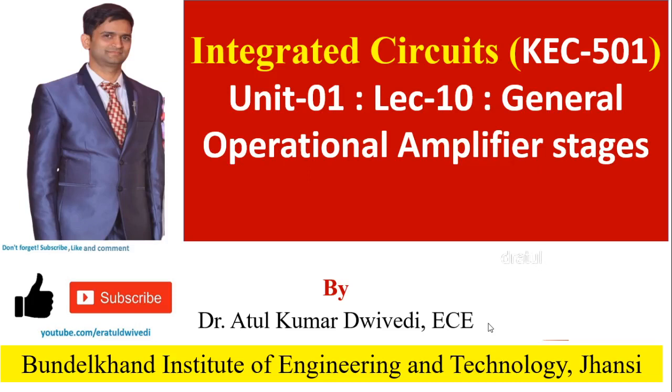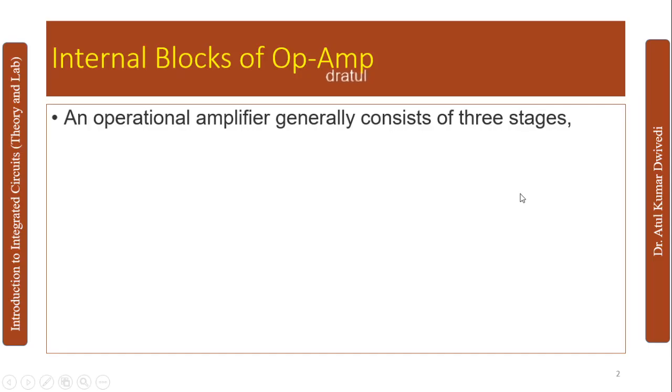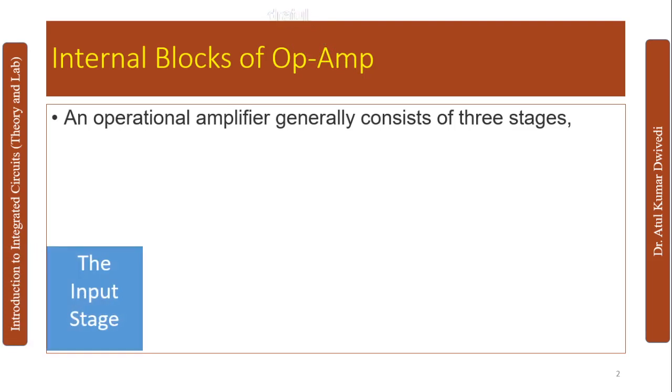The operational amplifier IC that we see has a complex circuitry inside itself. The circuitry of an operational amplifier integrated circuit consists of the following stages. Mainly these stages are three. First one is the input stage, second one is the intermediate stage, and third one is the output stage.